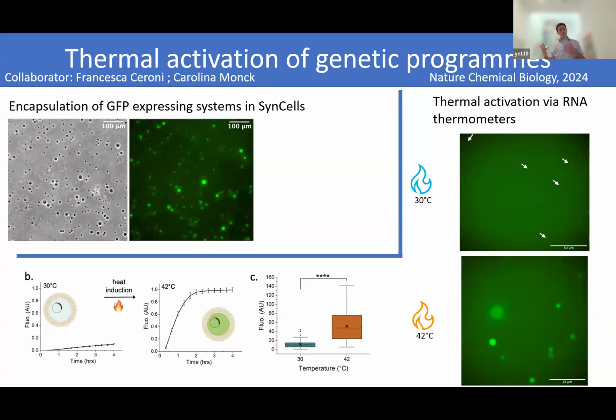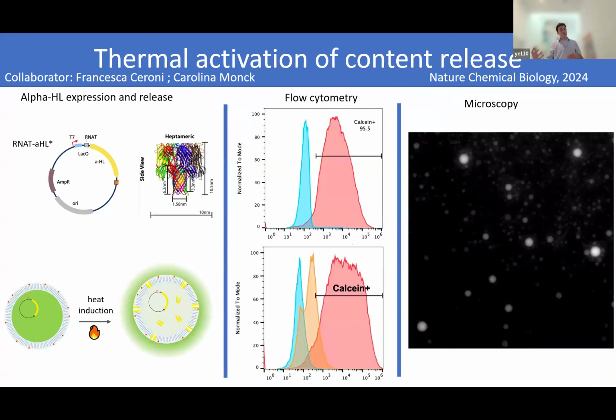So we've shown that you can produce a protein inside it under the control of different temperatures using RNA thermometers, but you can also release. So you want to produce a drug, let's say, and then release it also. To do that, we've shown that we can produce a protein, alpha-hemolysin, and as it's produced, alpha-hemolysin pops into the membrane and it releases whatever's inside. Okay, and we've shown that.